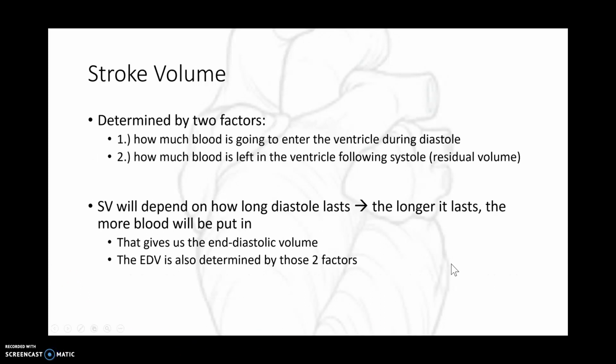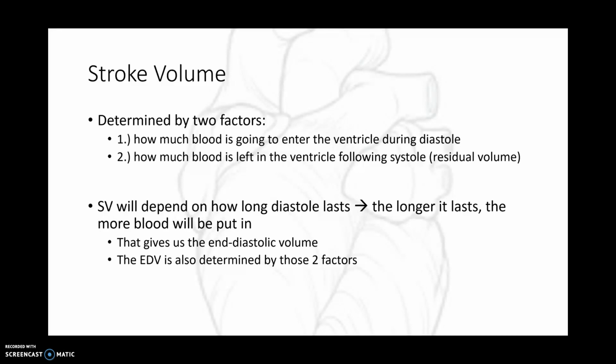Okay, so let's now talk about one section of that cardiac output. Let's start with stroke volume. Stroke volume is the volume of blood that is pumped out with each given beat, or each given ventricular contraction. Right, so 70 milliliters on average is being ejected per beat at rest.